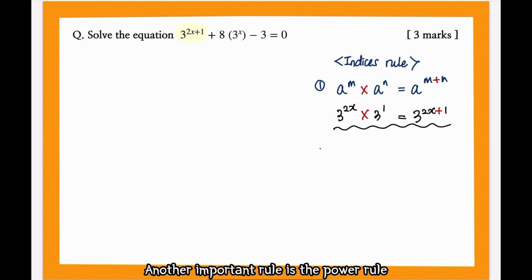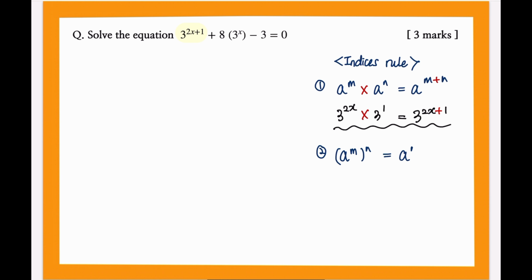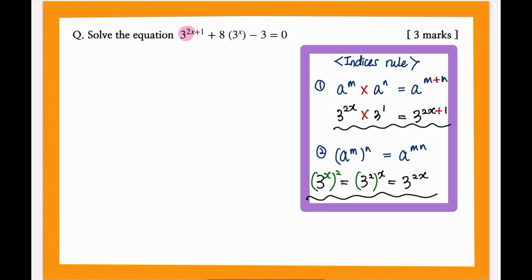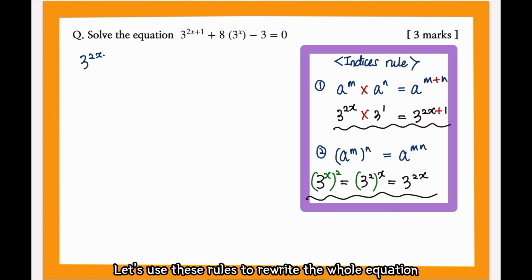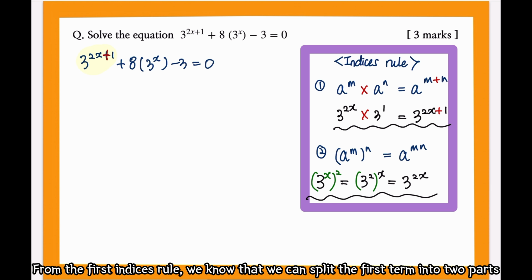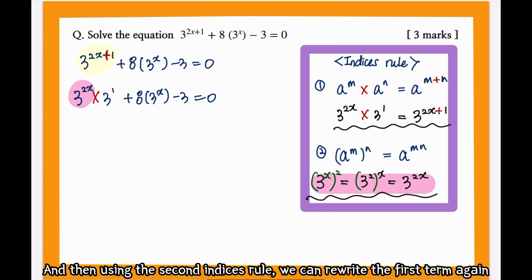Another important rule is the power rule. (a^m)^n is equal to a^(mn). We can use this to rewrite 3^(2x) as (3^2)^x, which can also be written as (3^x)^2. Let's use these rules to rewrite the whole equation. From the first indices rule, we know that we can split the first term into 2 parts. And then using the second indices rule, we can rewrite the first term again.